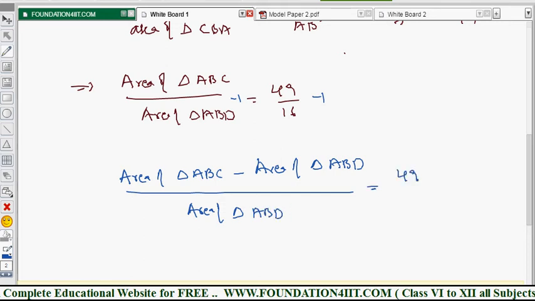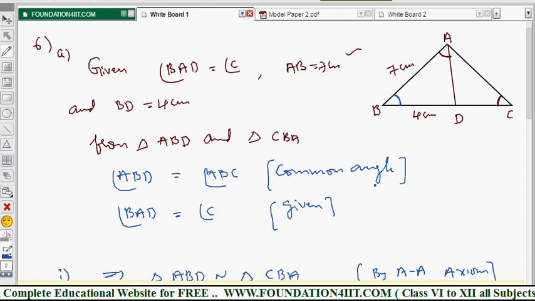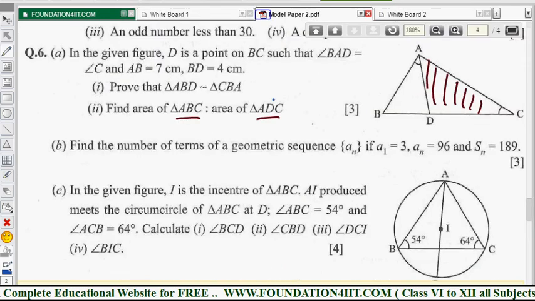Then this is 49 minus 16 by 16. Now, area of ABC minus area of ABD. By subtracting this from the total triangle ABC, if I subtract ABD, the remaining is ADC only. From this total, if I subtract ABD, the remaining is the area of triangle ADC. We need to get that only here, ADC, and again ABC also we need.